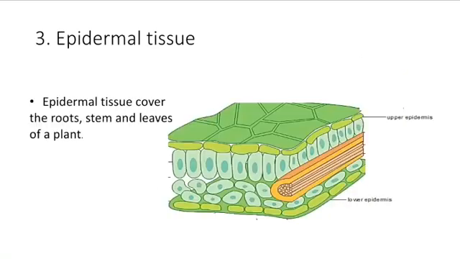The epidermis is a single layer of cells that covers the leaves, flowers, roots, and stems of plants. It forms a boundary between the plant and the external environment. The epidermis serves several functions. For example, the upper epidermis serves to reduce water loss from the leaf, while the lower epidermis regulates gas exchange and helps to prevent water loss.